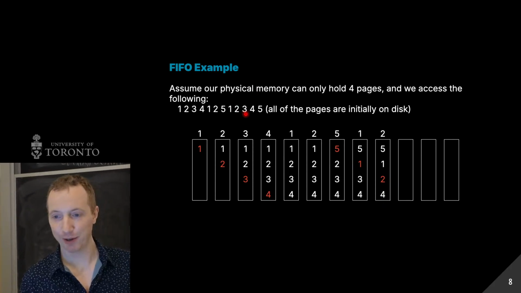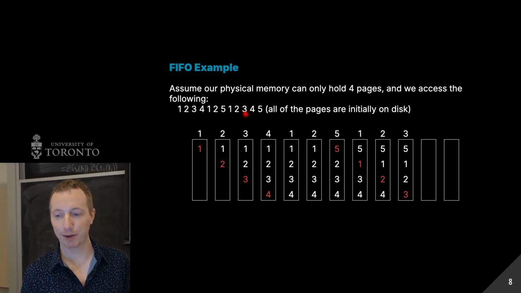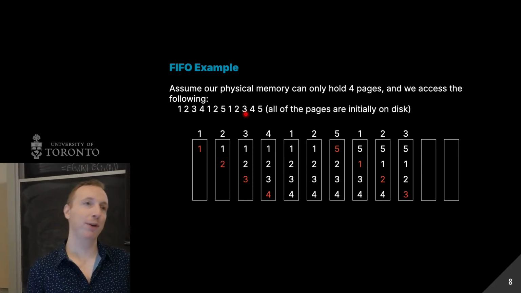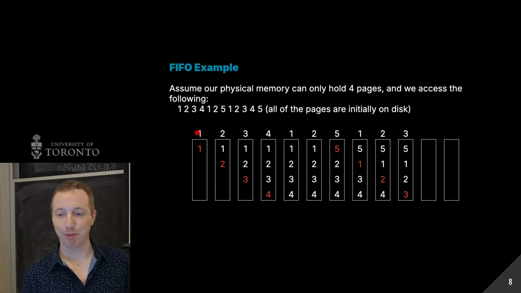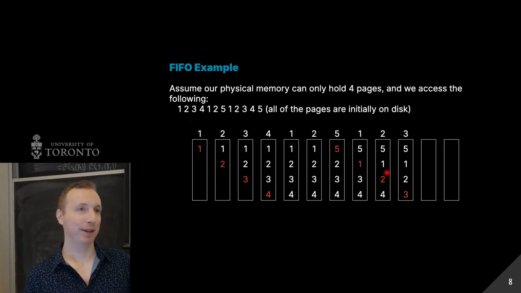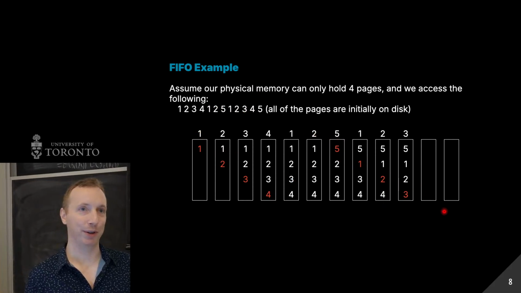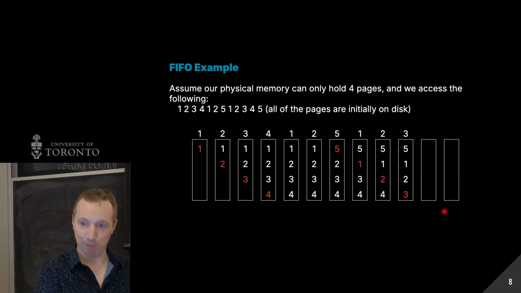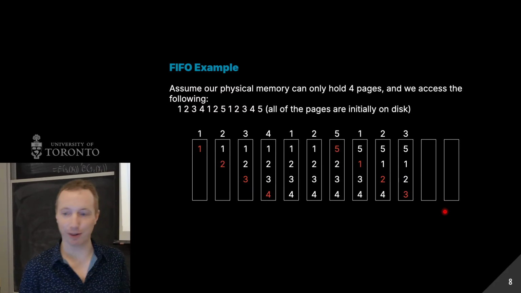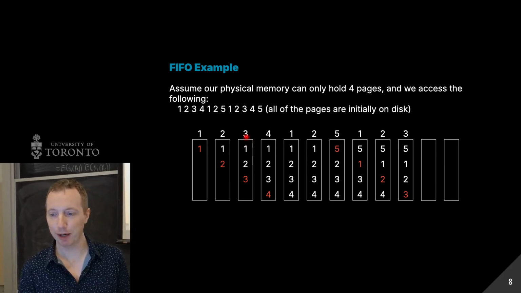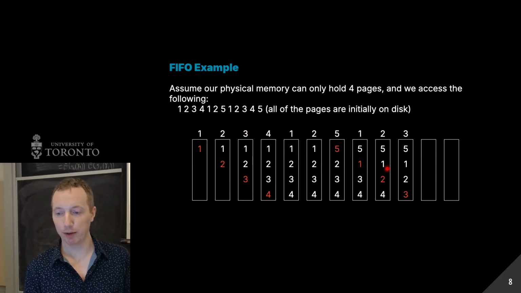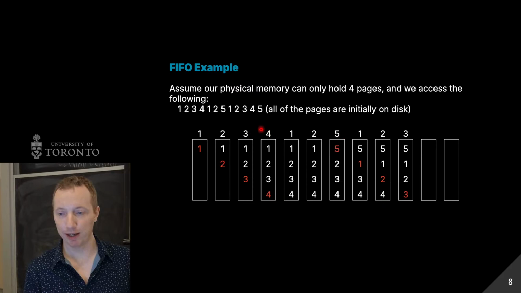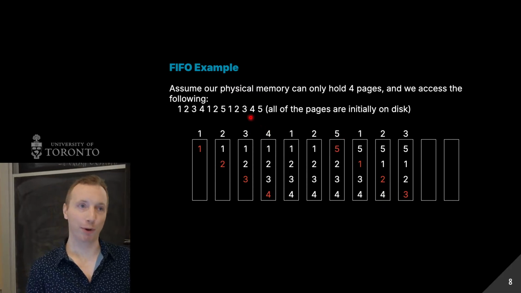Page 4, right? That's the oldest one hanging around now. And for this FIFO, you can see you always have this diagonal line because it's first in, first out. So you can double check yourself. Your page fault should be in a diagonal line if you want to think of it that way. So now we replaced page 4 with page 3. Now we try and access page 4.